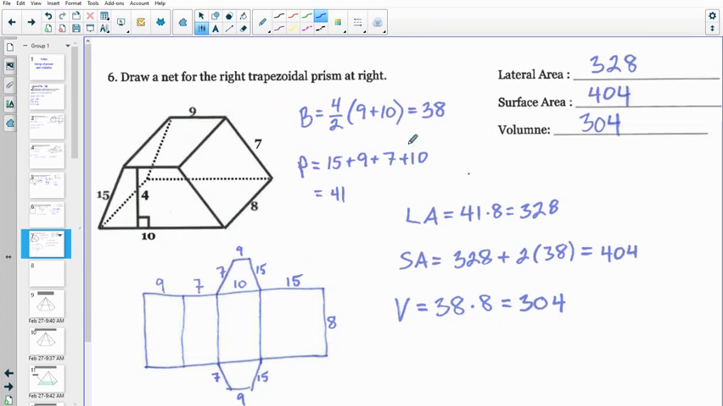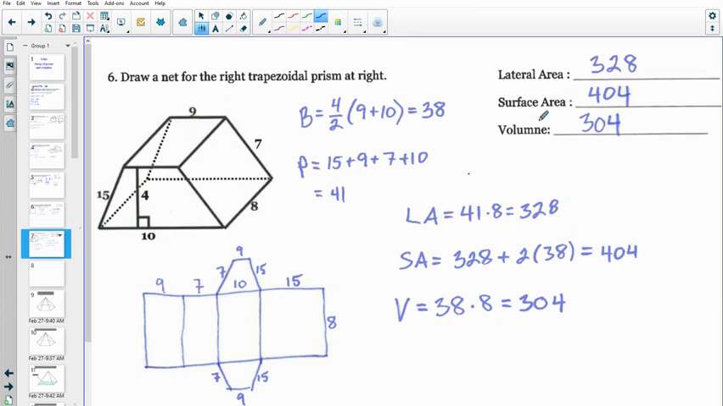My area of a base formula, the area of a trapezoid formula. I've got the lengths of the two bases, 9 plus 10. So base 1 plus base 2 is 9 plus 10 times the height of the base. The height of that trapezoid is 4, and then half of that to get 38. And so my total surface area, take the lateral area plus 2 times the area of the base. That's where that 404 comes from.